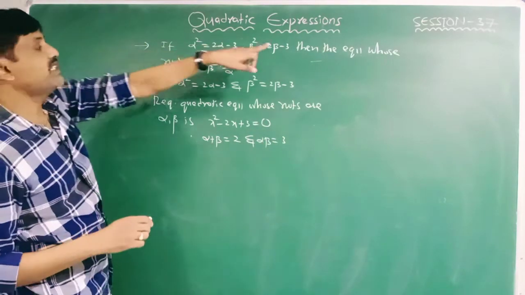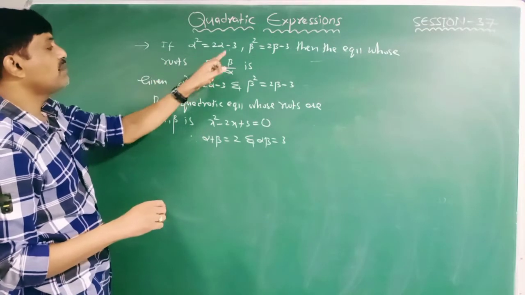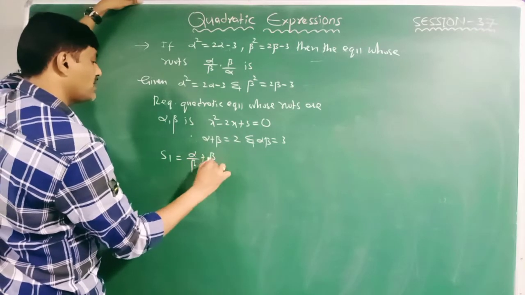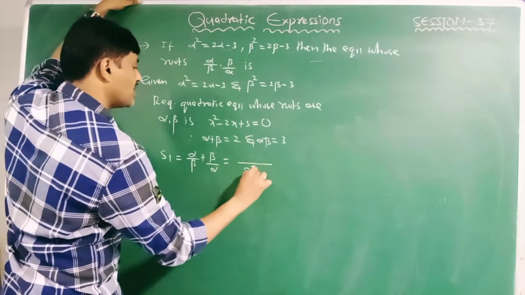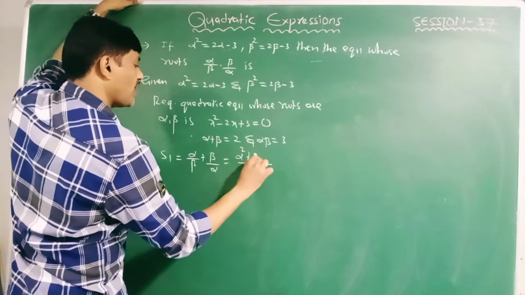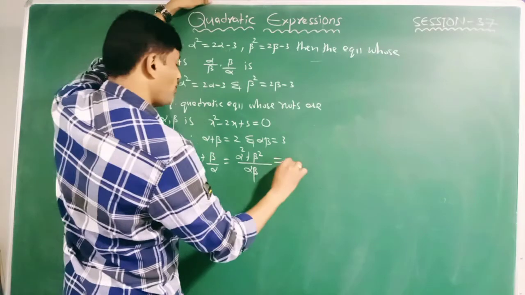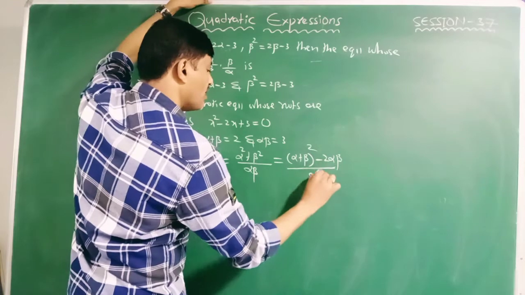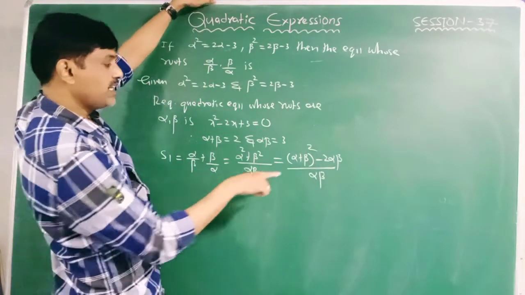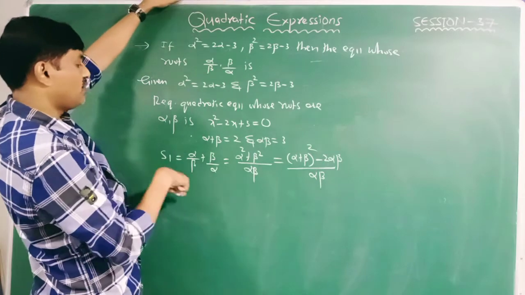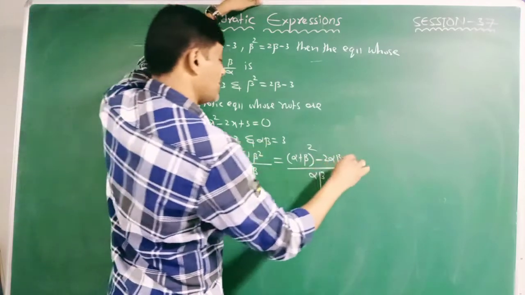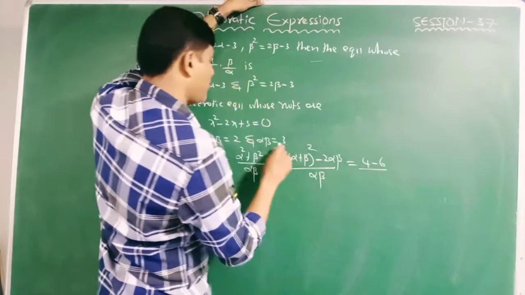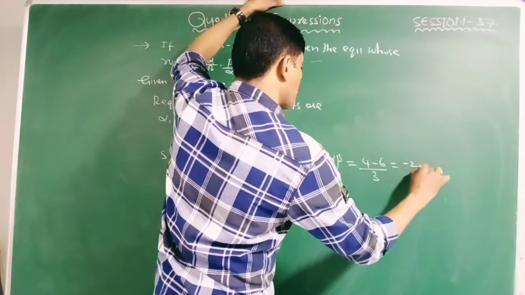Now, our required equation whose roots are alpha by beta comma beta by alpha. S1 means sum of the roots, alpha by beta plus beta by alpha. Take LCM, alpha beta, alpha square plus beta square. Now you know very well it is alpha plus beta whole square minus 2 alpha beta by alpha beta. Now replace: alpha plus beta is 2 and alpha beta is 3, so 2 square means 4 minus 2 times 3 means 6, by alpha beta which is 3. So your answer is minus 2 by 3.